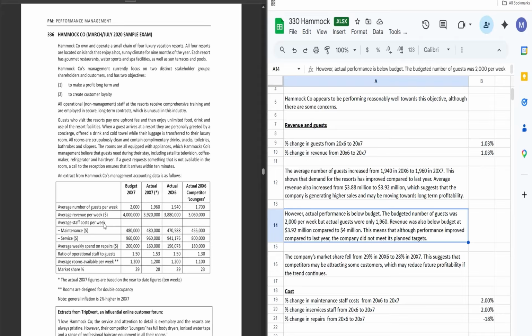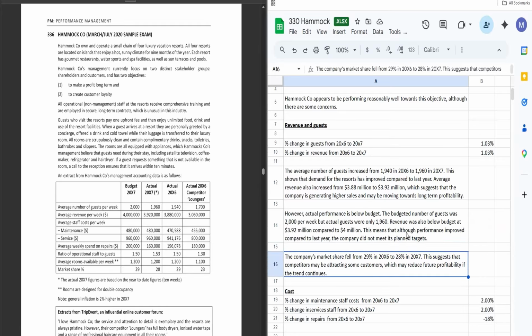Obviously, if we compare the 2007 figure, the actual performance is below budget, and it is very minimal. The budgeted number of guests was 2000 per week, but actual guests were only 1960. Revenue was also below the budgeted 4 million, at 3.9 million. This means that although performance improved compared to last year, the company failed to achieve its planned target for the current year. So this is how I have explained things.